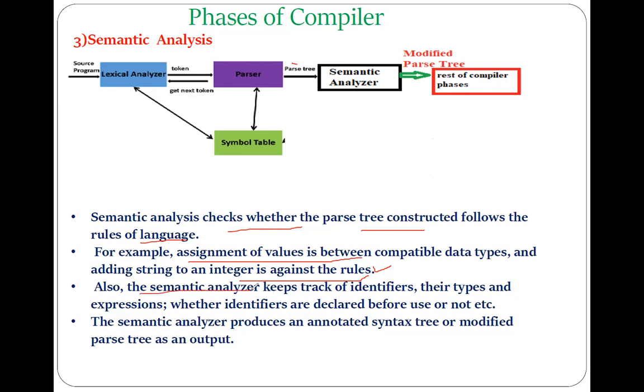Also, the semantic analyzer has to keep track of different kinds of identifiers or variables and the type of those identifiers, whether the identifiers or variables are declared before use or not. If they are not declared before use, then definitely an undeclared variable error is generated by the semantic analyzer. The semantic analyzer output is the annotated syntax tree or modified parse tree, which is given to the next phase of the compiler. This annotated parse tree can be generated only if there is no semantic error in your program.